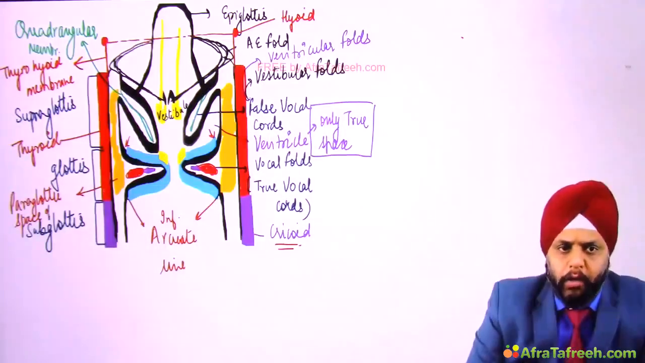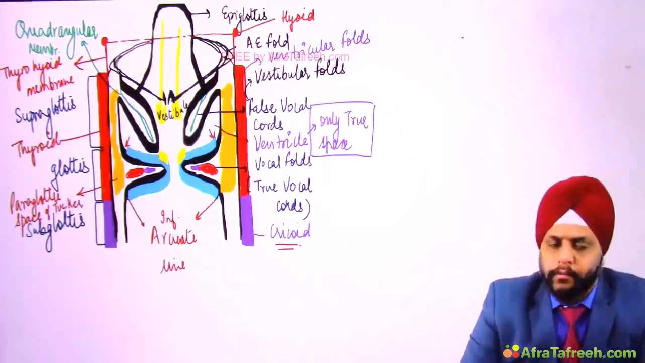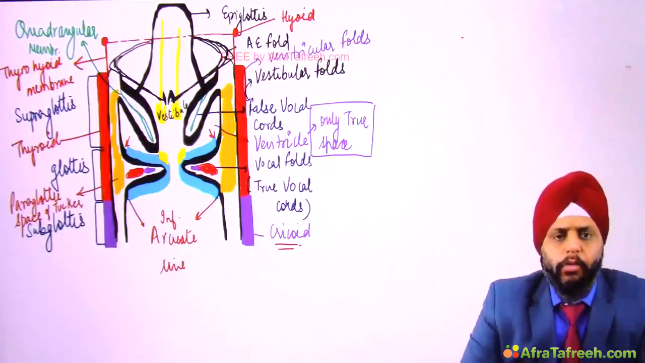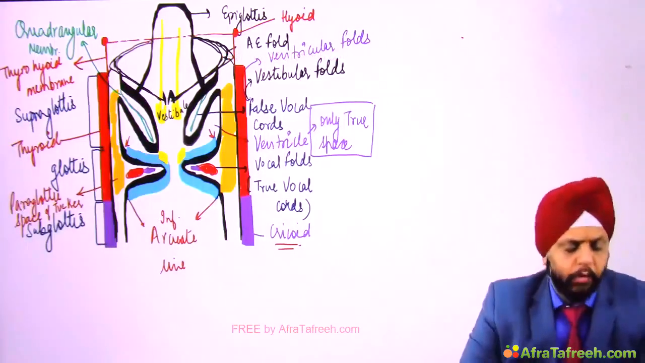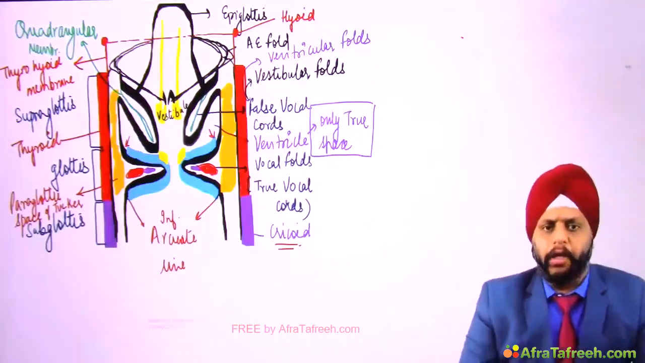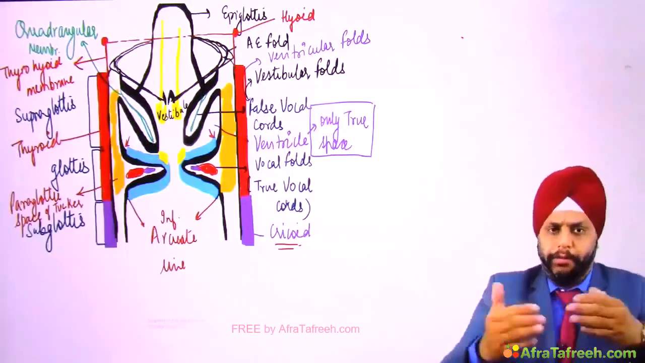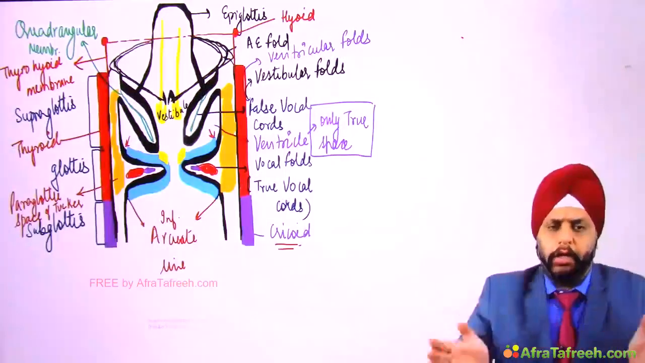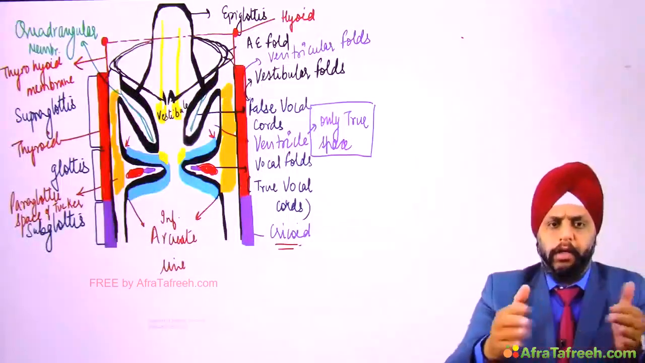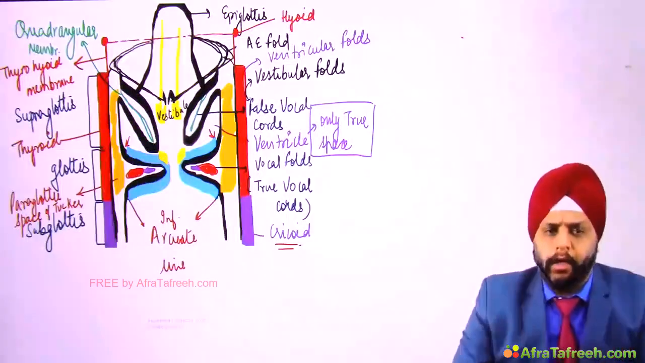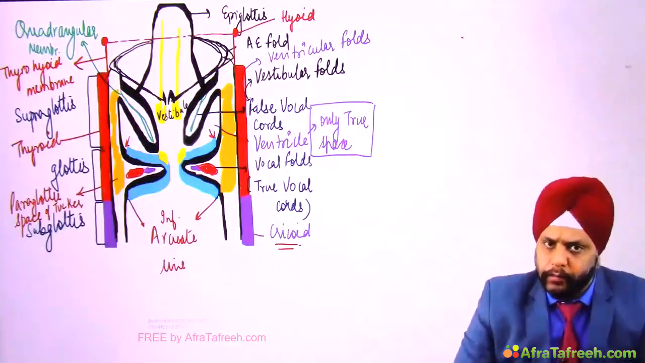Or you can call it the paraglottic space of Tucker. So what are the boundaries of paraglottic space? Let's look in this diagram. We have the anterior-lateral boundary. The anterior-lateral boundary is formed by the thyroid cartilage. Anteriorly and laterally we have the thyroid cartilage, right?